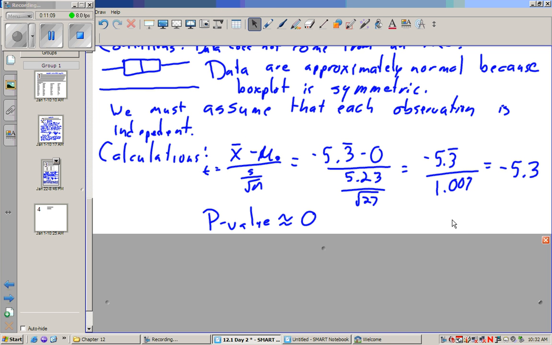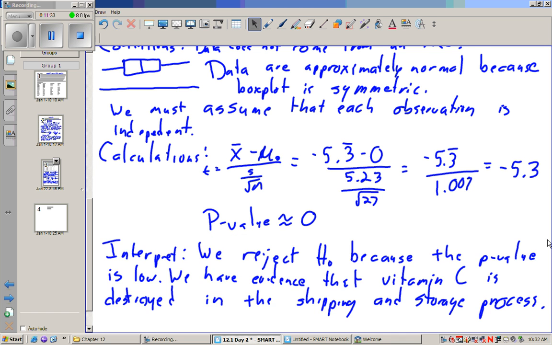So here we do our t-test statistic, where we take x bar minus our null mean over s over the square root of n. These two numbers I got from one variable stats of my L3, and then we got a t score of negative 5.3. That's such a large t-score that our p-value is essentially 0. So now our interpretation is we reject the null hypothesis because the p-value is so low. We have evidence that vitamin C is destroyed in that process.